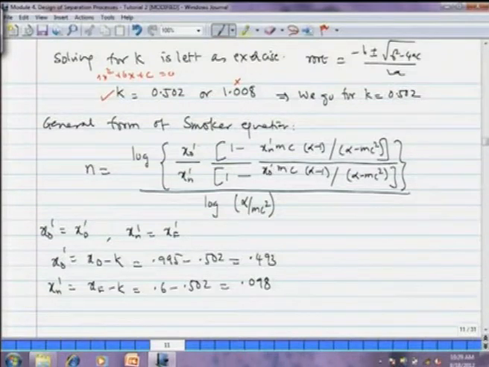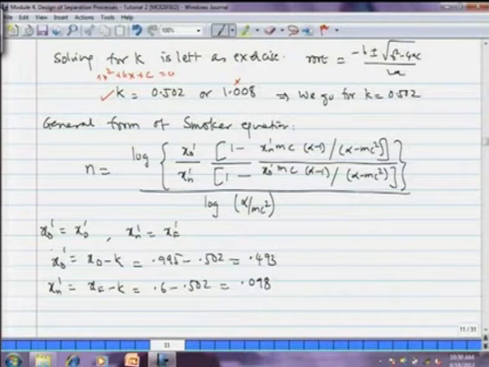Then the general form of Smoker equation was derived in the previous class as follows: n is equal to log of x0 dash divided by xn dash, into bracket 1 minus xn dash into m into c into alpha minus 1 divided by alpha minus mc square, and again that bracket divided by 1 minus x0 dash into m into c into alpha minus 1 divided by alpha minus mc square, and the whole thing divided by log alpha divided by mc square. Now, these dashes are essentially the shifted coordinates.